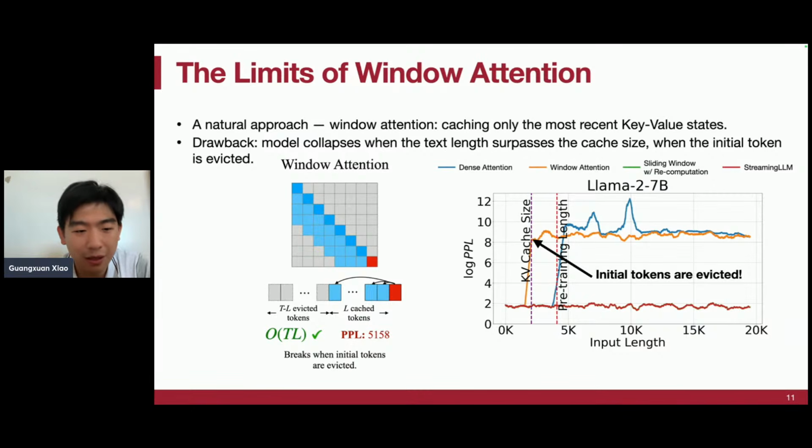And if we think about it very carefully, we will realize something is happening in the model: when the sequence length goes beyond the cache size, it means that the first tokens are evicted from the window. As soon as the first several tokens are evicted, the model can no longer function well. That's a very interesting and important observation, which motivates the following study.